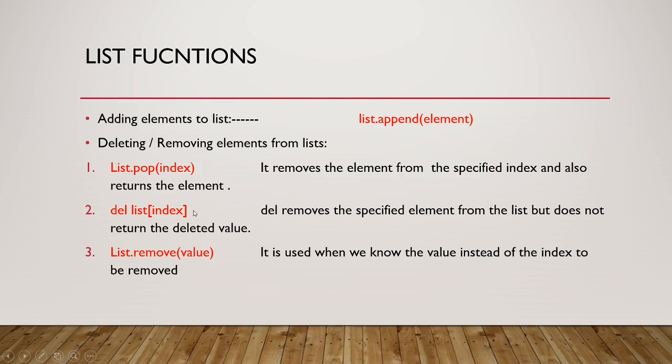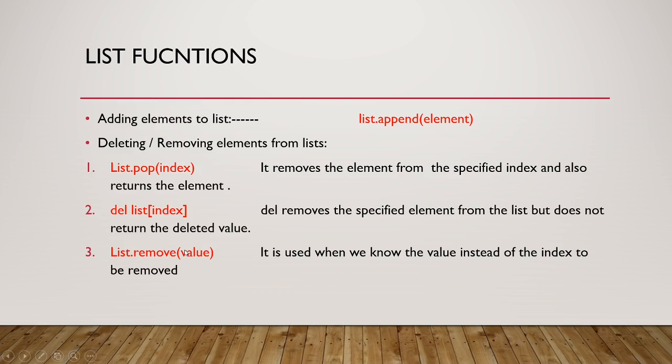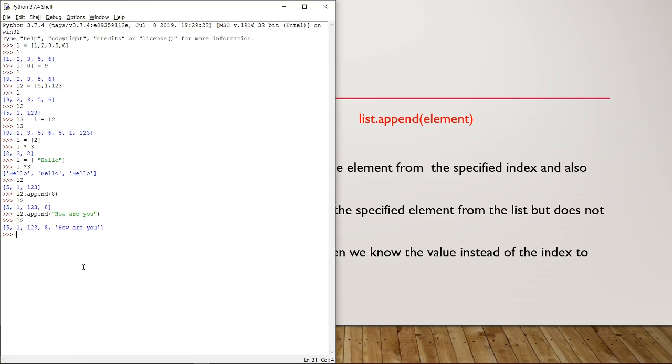Now next, there are 3 functions for deleting or removing elements from a list. Based on the different situation we can use any of them. First one is list.pop. list.pop is used to remove the element from the list using the element's index, and it also returns the deleted value. Many times we need the deleted value to be used in some cases, so we can use this function in that case.